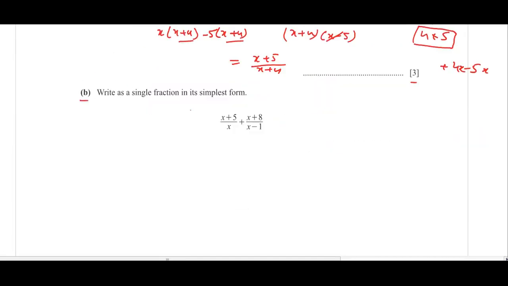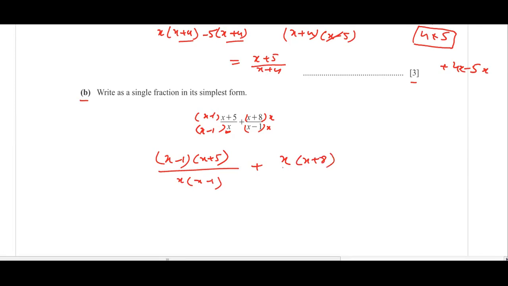Part B is write as a single fraction in the simplest form. Now, to write as a single fraction when the fractions are added or subtracted, the best technique is making the denominator similar. So how can I make the denominator similar? Multiply up and down this one with x minus 1. Mean here multiply with x minus 1 up and down. And multiply this up and down with x. So I will have finally x minus 1 into x plus 5 over x into x minus 1 plus x into x plus 8 over x into x minus 1.